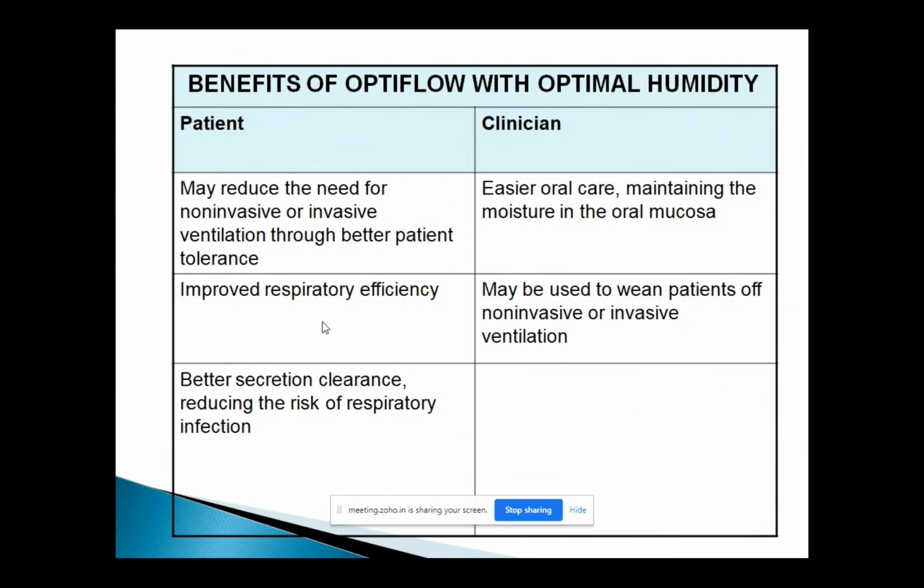And also, it's easy for the nurses to do oral care and maintain the moisture of the oral mucosa. Imagine if a patient is on non-invasive ventilation, how is it possible for nurses to do their mouth care or oral care? It's not possible. It's a really fantastic device to wean the patient off invasive and non-invasive ventilation. We have done it on loads of occasions, and we have such a good success rate.